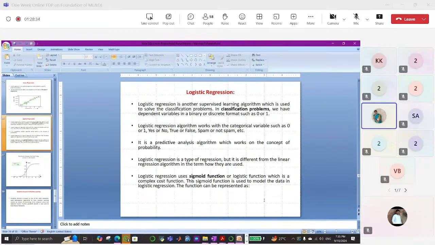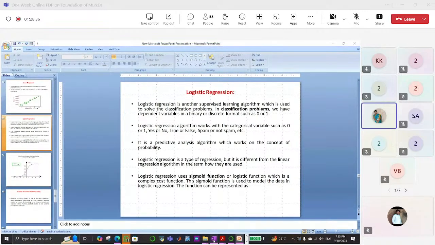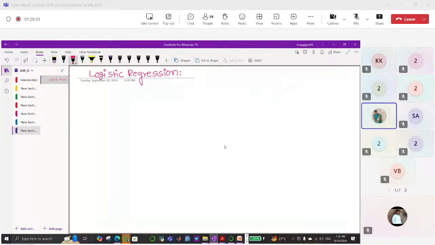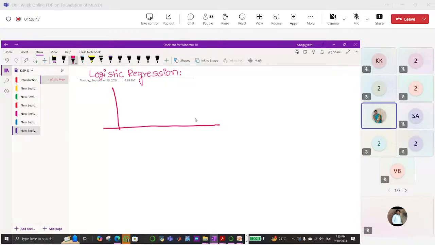Before moving to logistic regression, I will explain why we go for logistic regression. Suppose you consider our data set like this: on the x-axis we are considering our weights, and on the y-axis we are considering obesity values, means obese. This is the 0 value and this is the maximum value 1. Suppose a data set has values like this.